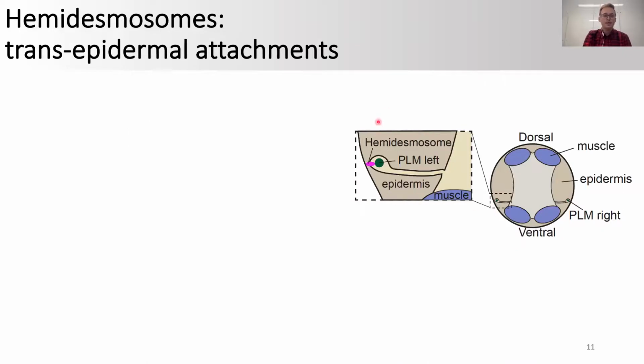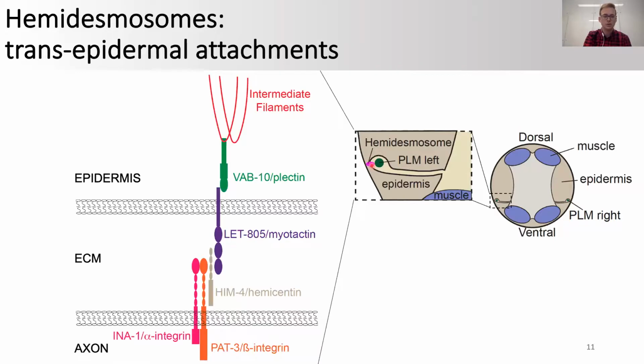So again, back to this scheme of PLM, if we look at it within this epidermal furrow, these hemidesmosomes form these transepidermal attachment structures which link the skin to the neuron. And these are the proposed molecular components of these junctions on the epidermal side, as well as the axonal side that span this specialized extracellular matrix between them.